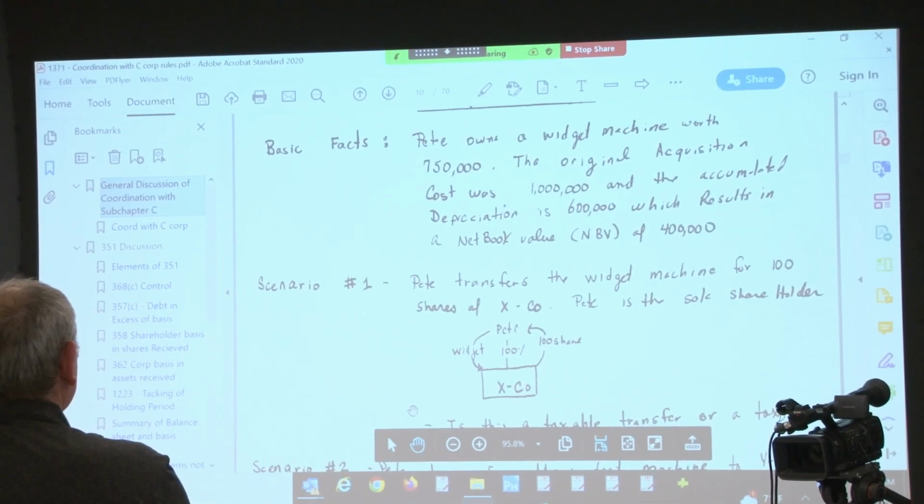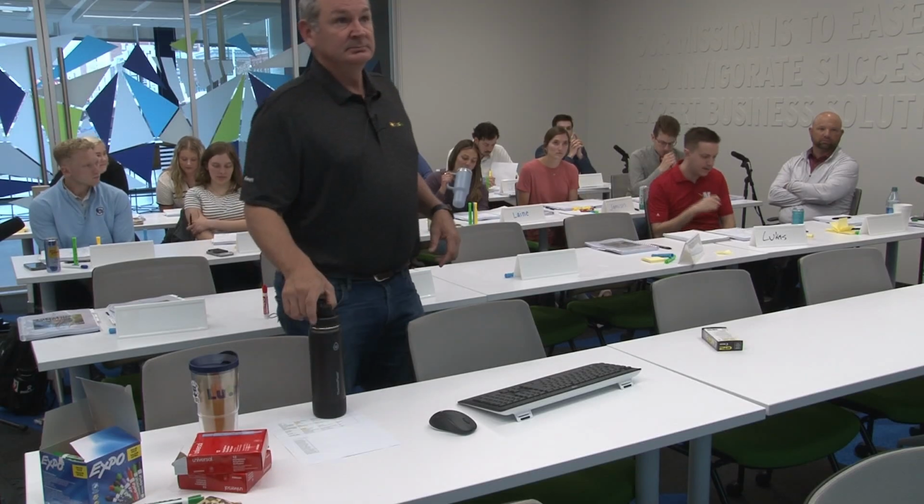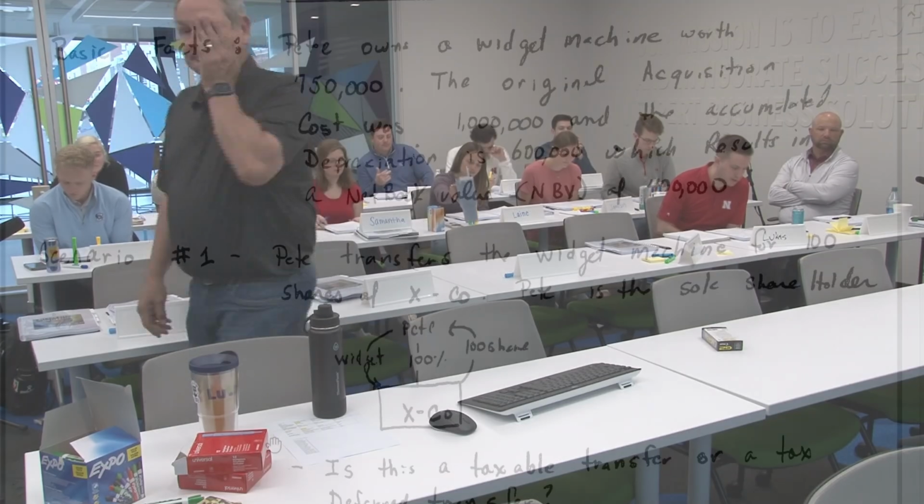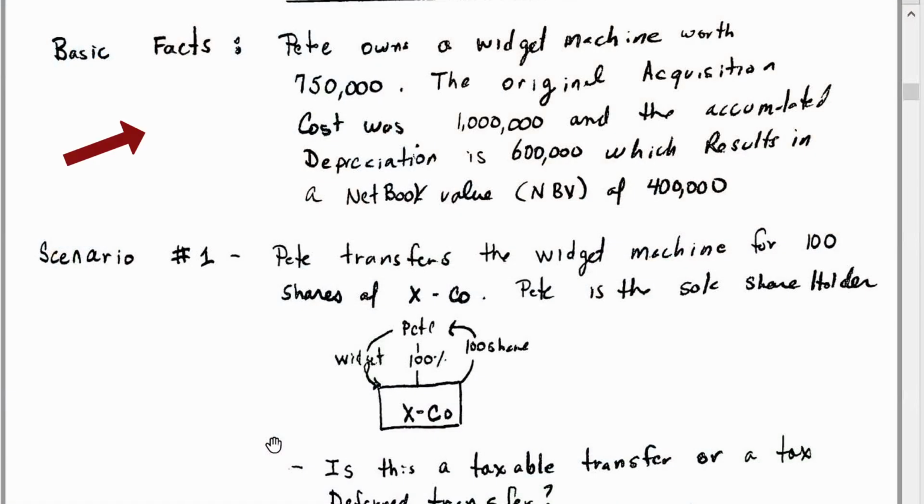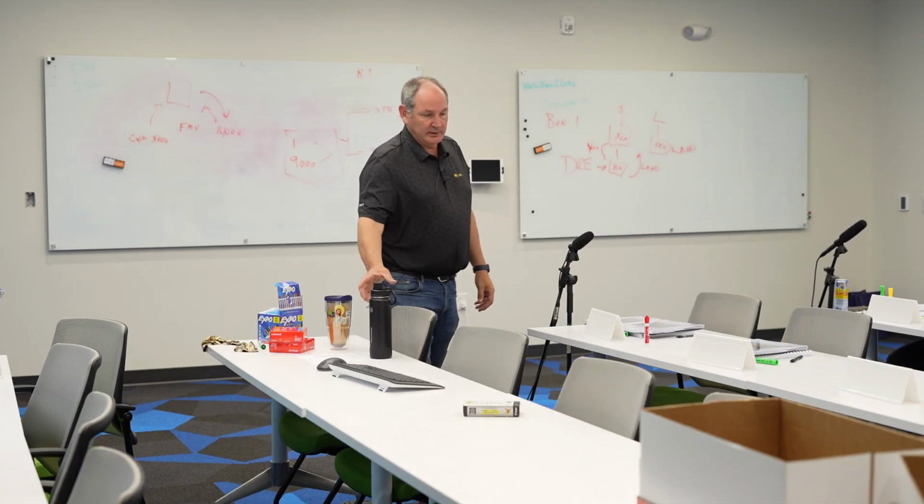Jack, who do you want to call on? Lucas. Lucas, what are my basic facts? Basic facts are Pete owns a widget machine worth $750,000. The original acquisition cost was $1 million, and the accumulated depreciation is $600,000, which results in a net book value of $400,000. Okay, scenario 1 says what? Pete transfers the widget machine for 100 shares of XCO. Pete is the sole shareholder. Okay. So how do we diagnose this transaction? And what are the elements?